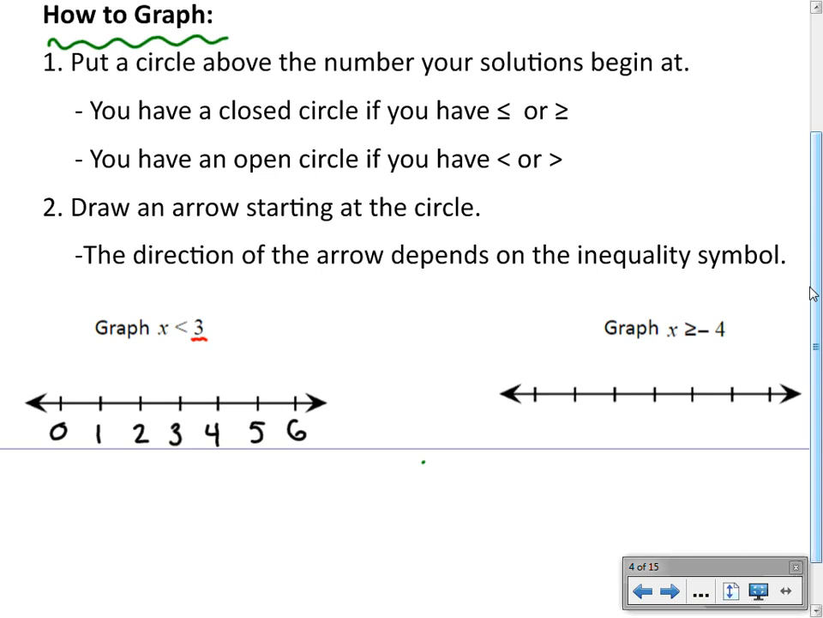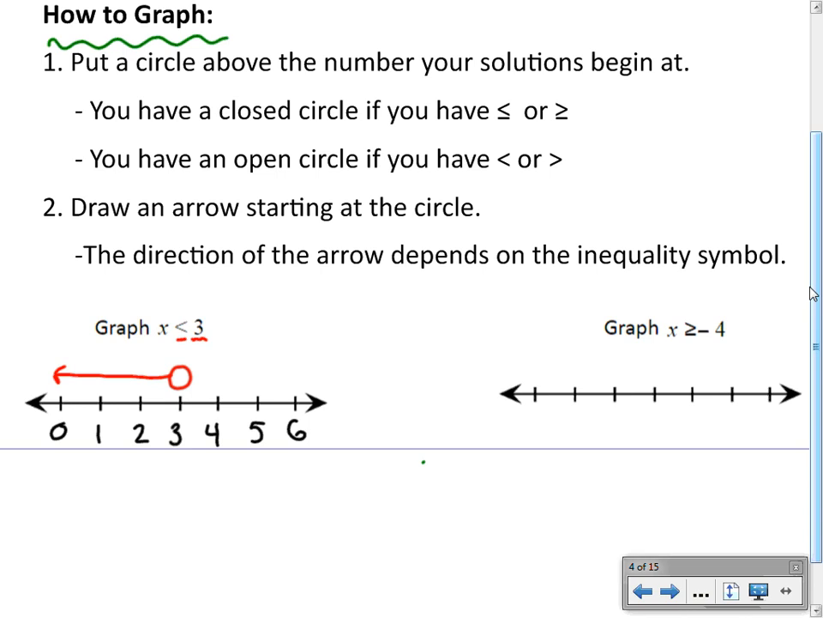So the first step said to put a circle above the number your solutions begin at. We're going to use a closed circle if we have one of the greater than or equal to or less than or equal to symbols. But if we just have the less than symbol or just the greater than symbol, like we have right here, then we're going to use an open circle. So we're going to put an open circle above 3 like this. And then we're going to draw an arrow pointing in the direction where we find our solutions. For this example, our solutions are x values that are less than 3, or smaller than 3. So I want to point my arrow in the direction of the numbers that are smaller than 3, so to the left, and that would be our solution. We're graphing, showing all of the potential solutions to this inequality. So let's look at another one.